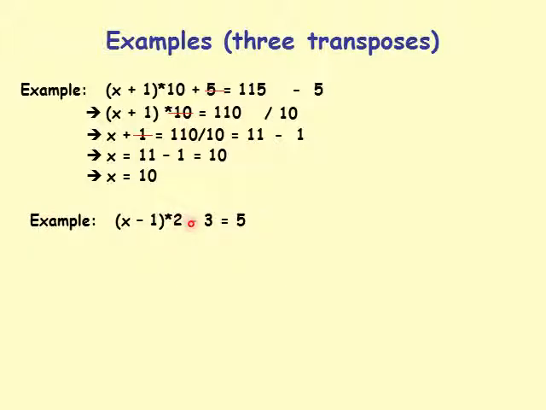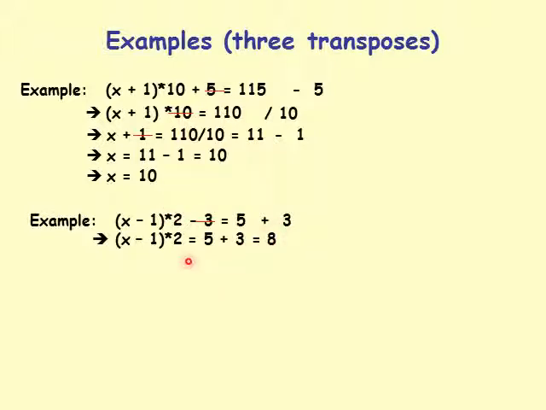x minus 1, times 2, minus 3 equals 5. That means this minus 3 is the last operation we did on x. We move that across the equal sign, and the subtracted term becomes an added term on the right. So we move that to the right and it becomes plus 3. 5 plus 3 on the right is 8. That means on the left we have x minus 1 times 2, and on the right we have 8.